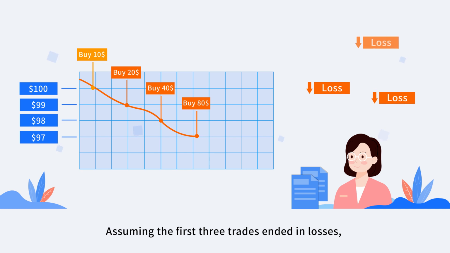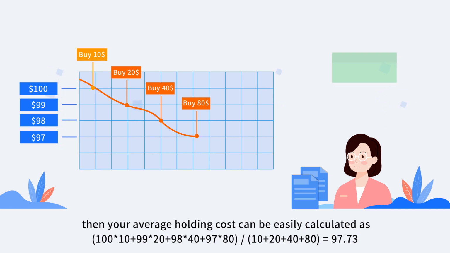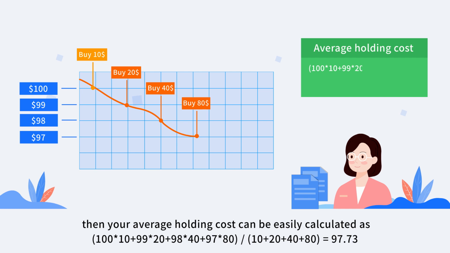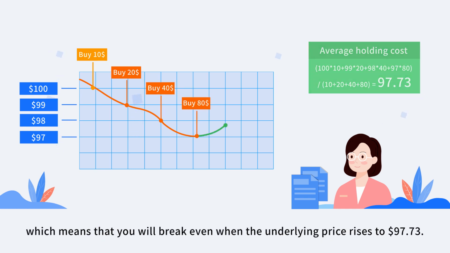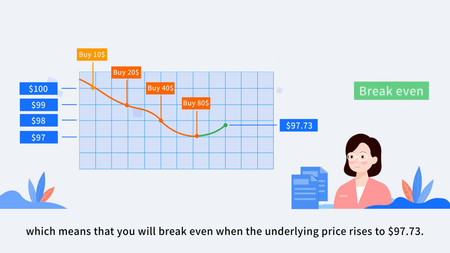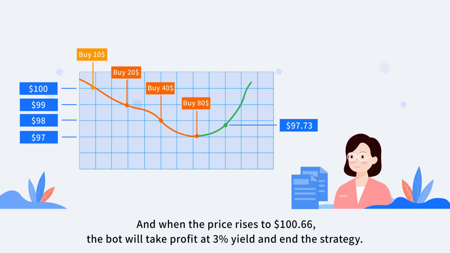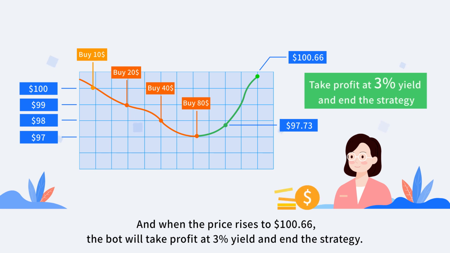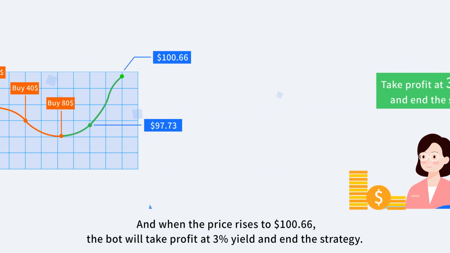Assuming the first 3 trades ended in losses, then your average holding cost can be easily calculated as (100 times 10 plus 99 times 20 plus 98 times 40 plus 97 times 80) over (10 plus 20 plus 40 plus 80), which equals 97.73, which means that you will break even when the underlying price rises to $97.73. And when the price rises to $100.66, the bot will take profit at 3% yield and end the strategy.